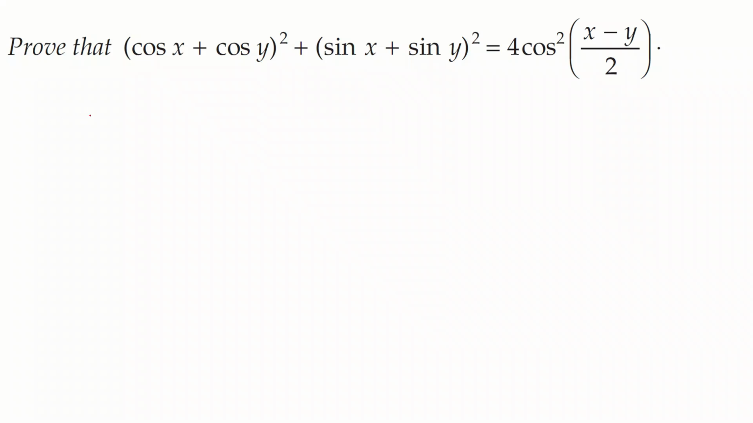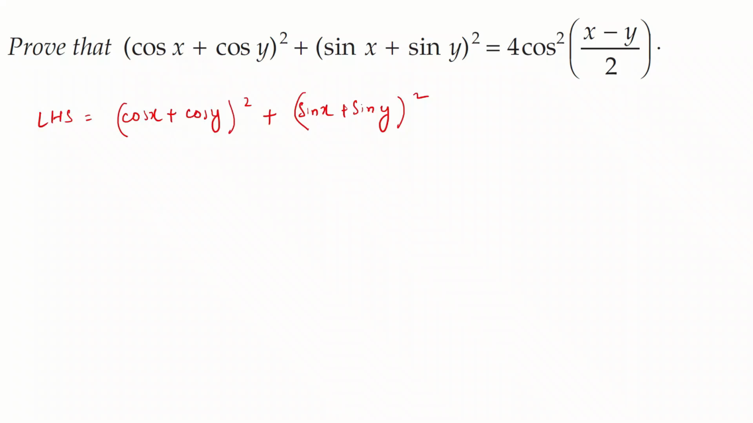Okay, cos x plus cos y whole squared. So again, let's start with the left hand side. Alright, so this is the left hand side. Now there are two things you can think of. The one approach is that in the first side you will have a hunch to open the squares. So you will make it cos square x plus cos square y plus 2 cos x cos y, and you also open the square up here.